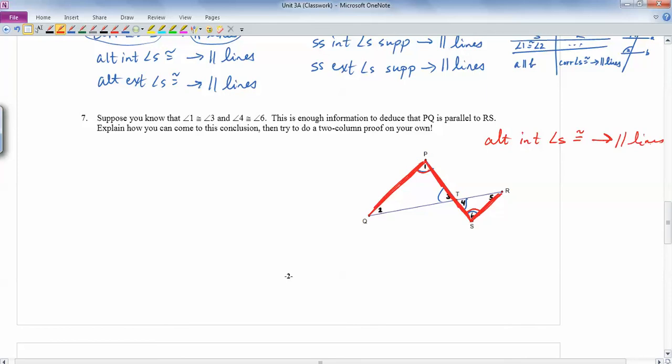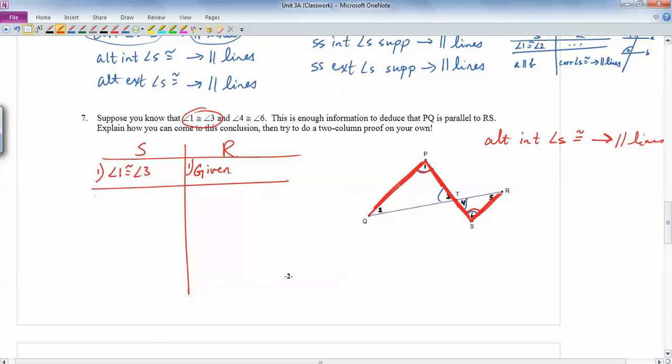So let's try doing this in a proof. Now I'm going to start with this. 1 is congruent to 3. That's given. Step 2, notice 1 and 3 are the same. Well, 3 and 4 are the same, right? So angle 3 goes with angle 4, right? That's not given. That's vertical angles are congruent. And 4 I know goes with 6 because that's given.